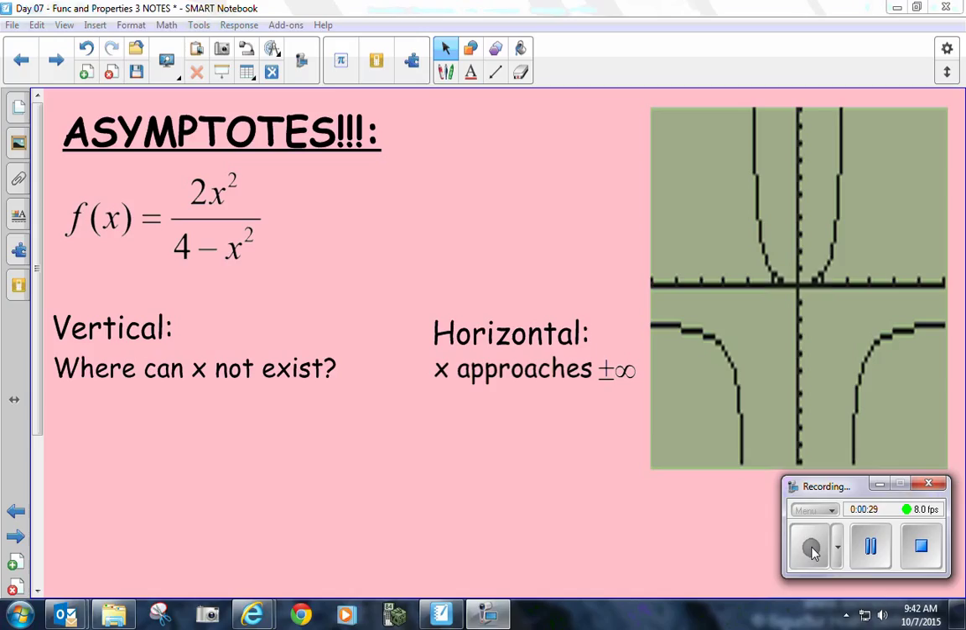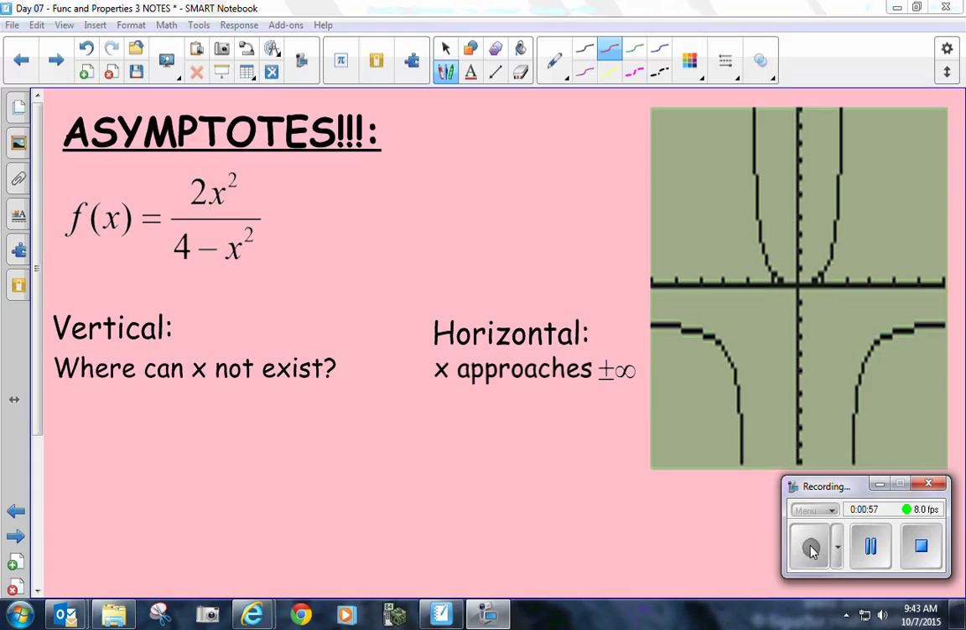Who here knows what an asymptote is, first of all? Anyone know? That's okay if no one knows. So an asymptote is just a vertical or horizontal line that the graph never touches. It gets really, really close to it, but it never touches it or crosses it. So, for example, I can find any asymptotes, whether they are vertical or horizontal, for any function they give me.